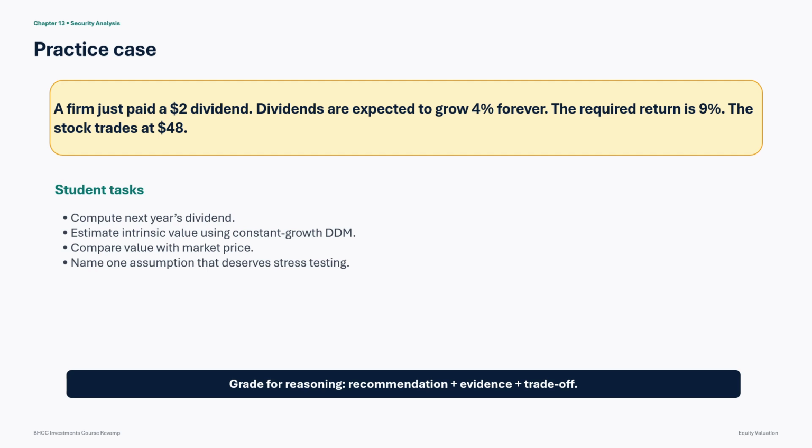Grade for reasoning. The student should calculate the next dividend correctly, apply the formula correctly, compare price and value, identify a meaningful assumption, and explain the remaining risk. The formula is the easy part. The judgment begins after the equal sign.